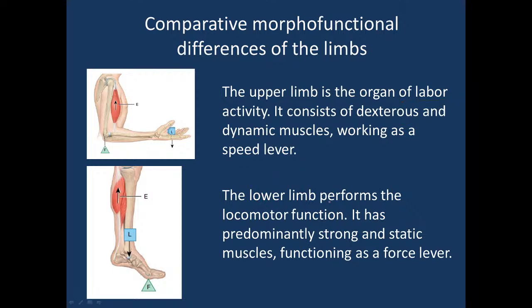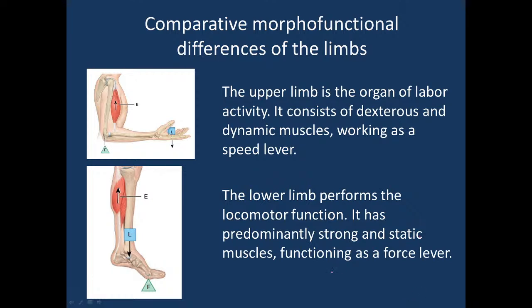Regarding the lower limb, they perform the locomotor function. So they produce locomotion, and people who have massive lower limb muscles can run very, very fast, because these are the organs of locomotion in comparison with the upper limb.